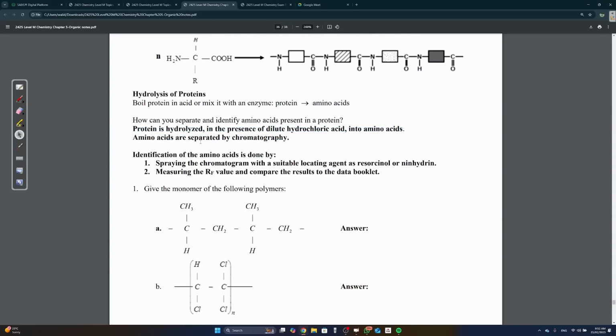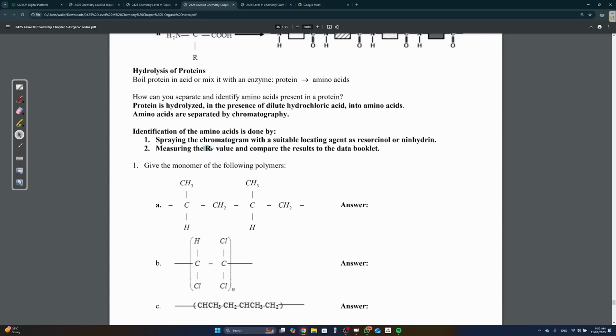How can you separate it? If they ask these, and these are all potential questions, how can you separate and identify amino acids present in a protein? Protein is hydrolyzed in the presence of dilute HCl into amino acids. And then how do you identify those amino acids? Remember chromatography, when you put a locating agent. Spray the chromatogram with a suitable locating agent to find the amino acids, or measure the RF value and compare the results. So you spray it and then measure the RF value.